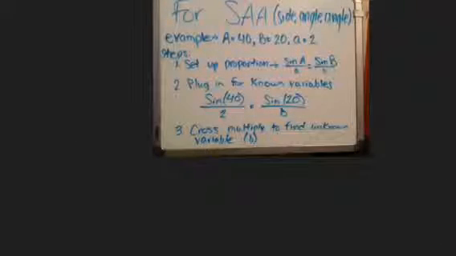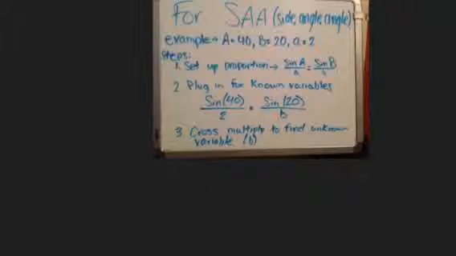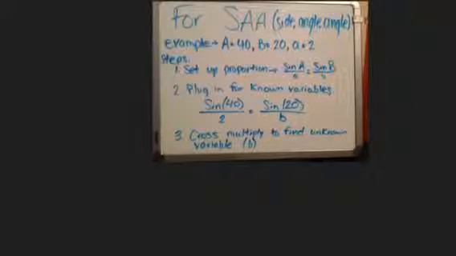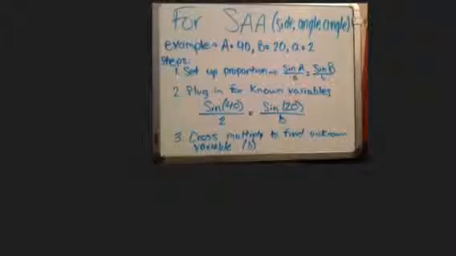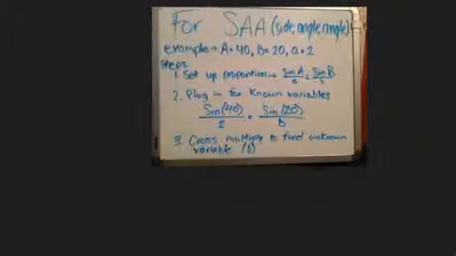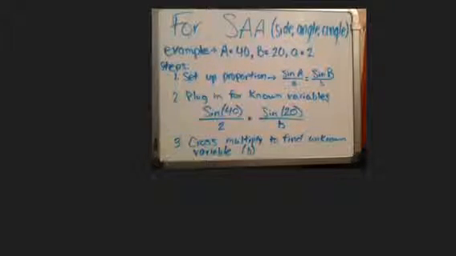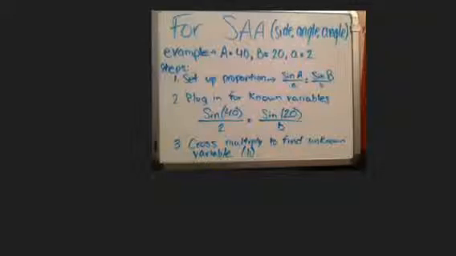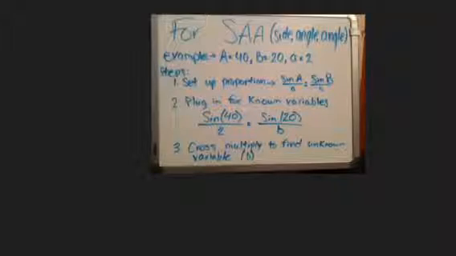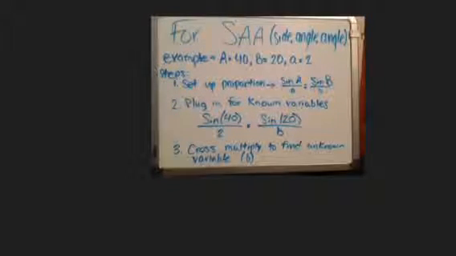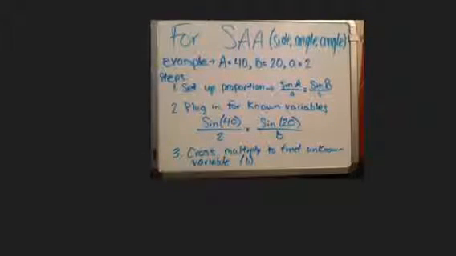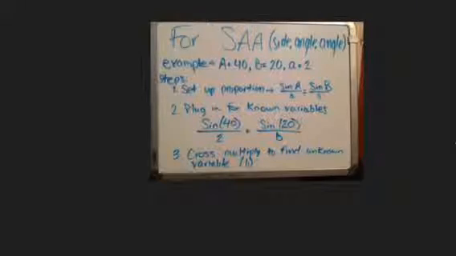For SAA, an example is given. The angle A equals 40, the angle B equals 20, and side a equals 2. Step 1 of this problem is to set up the proportion. In this case, only sine A over a equals sine B over b will be used. The second step is to plug in for the known variables. In this case, 40 will be plugged in for angle A, 2 will be plugged in for side a, 20 will be plugged in for angle B, and side b is unknown.